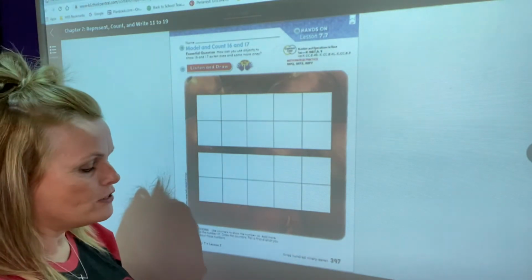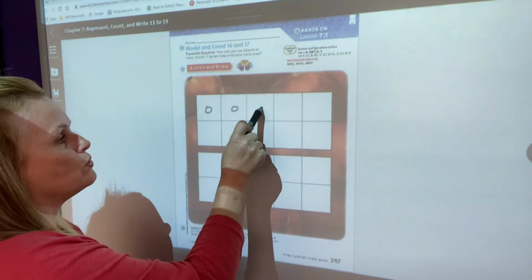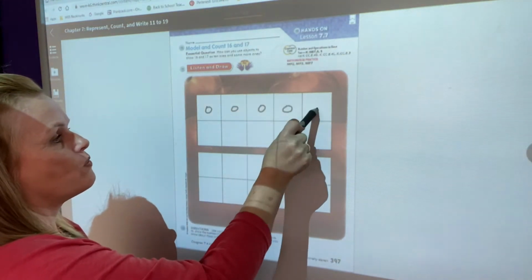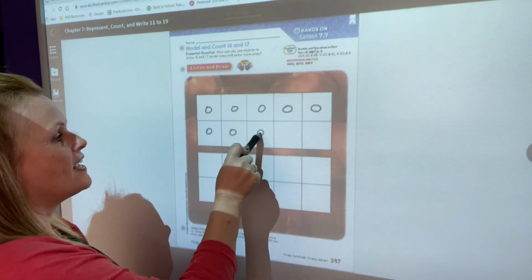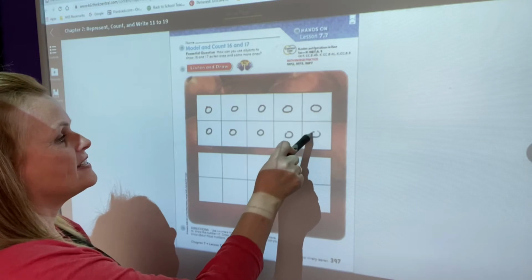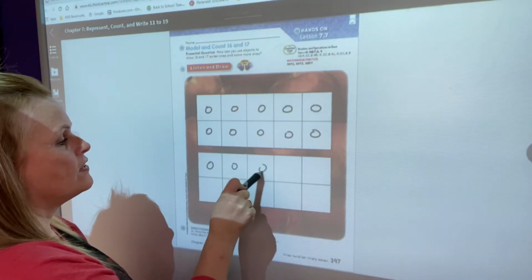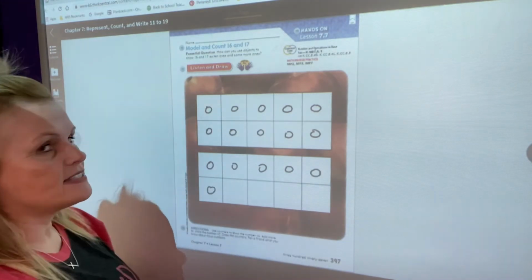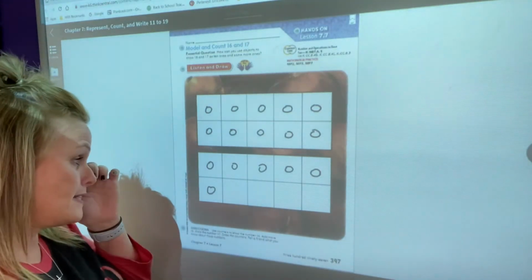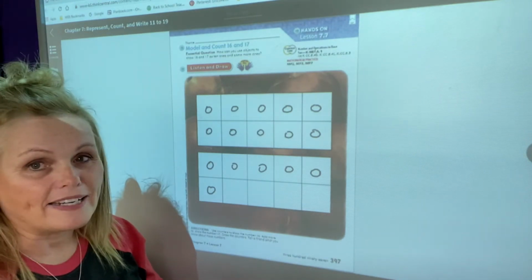Let's go ahead and draw in 16 counters. 1, 2, 3, 4, 5, 6, 7, 8, 9, 10, 11, 12, 13, 14, 15, and 16. 16. Do you know what 16 looks like? It's a 1 and a 6.